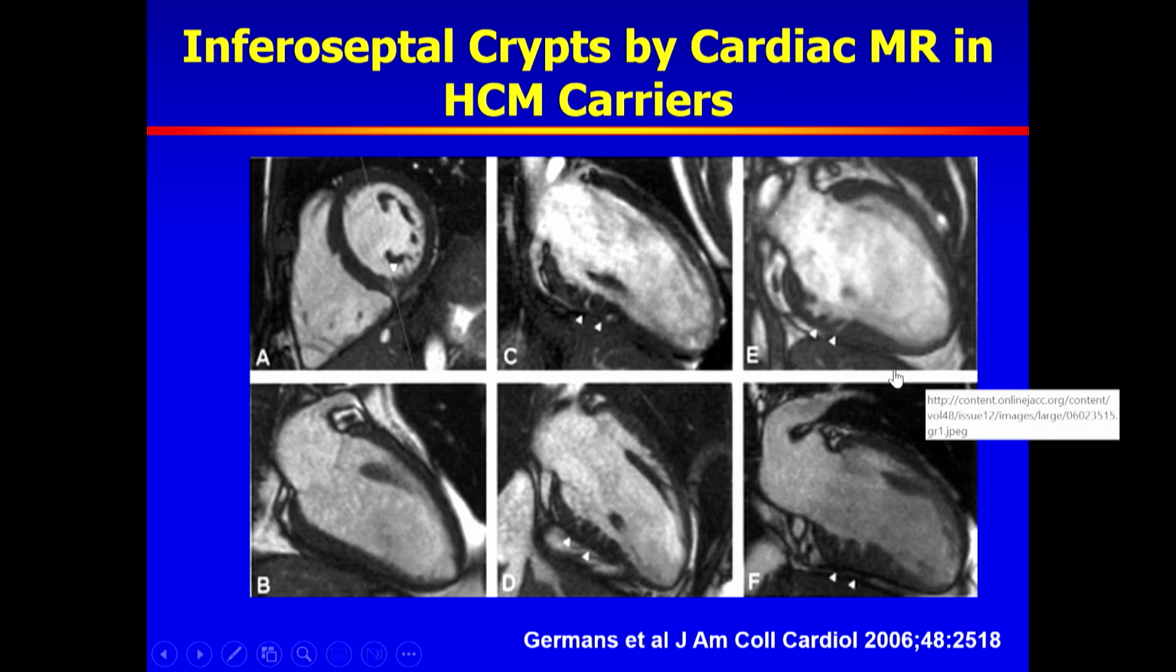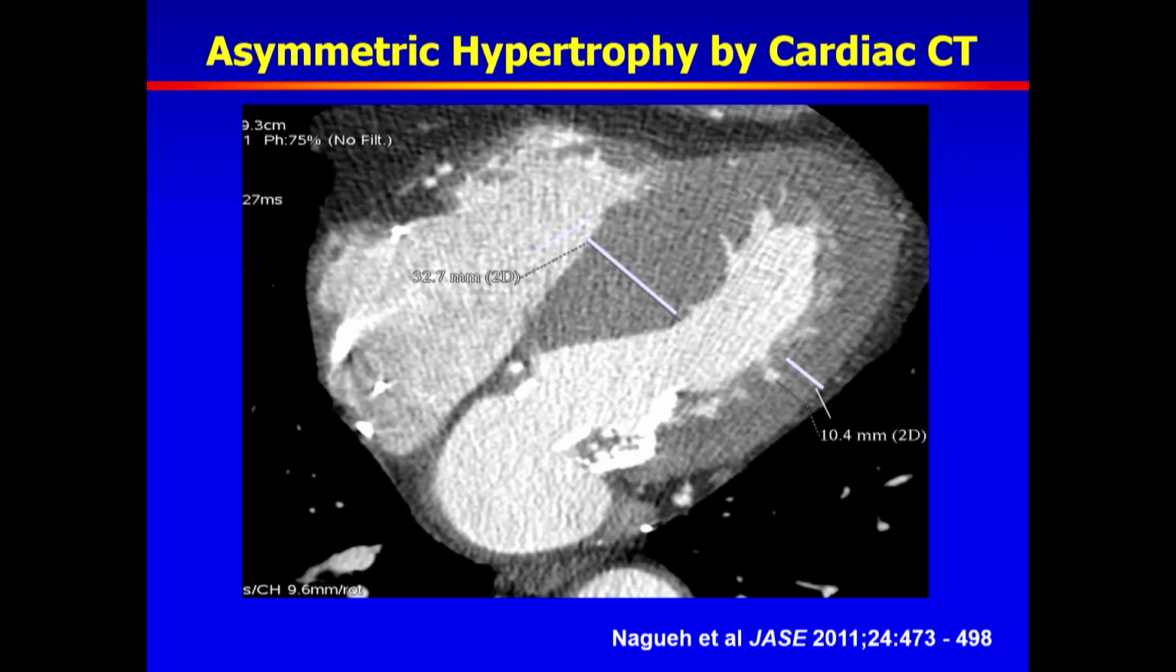A feature that is recognized easily or readily by CMR is the presence of crypts. They are frequently present in the inferolateral wall. They have been described in patients who carry pathogenic mutations but who do not manifest hypertrophy, and so could be clues to the recognition of these cases. Having said that, some normal individuals can have these crypts.